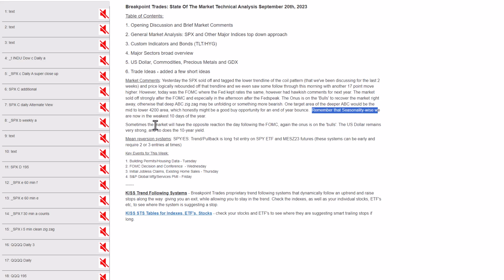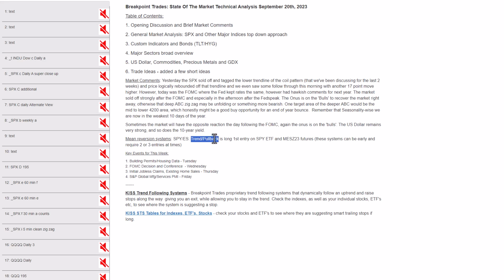As far as our systems here, the mean reversion systems, we only have one subsystem that's in a long trade. That's the SPY trend pullback, which is in a first entry on both the SPY ETF and one of the micro ES contracts. And as I've explained before, that trend pullback reversion to mean system can be a bit early. Sometimes it requires 2 or 3 entries. And so it remains to be seen if that ends up needing those entries or not.